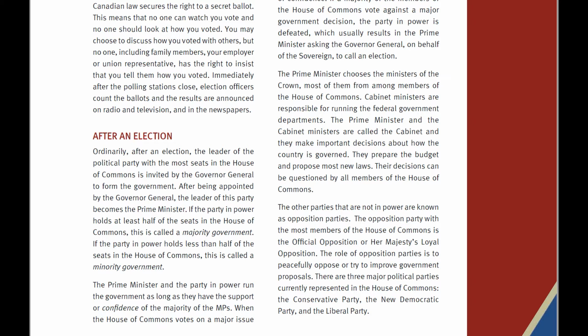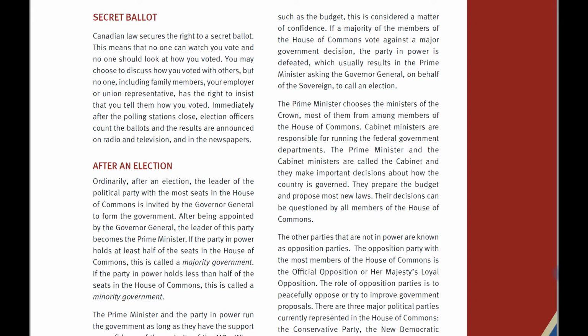The Prime Minister and the party in power run the government as long as they have the support or confidence of the majority of the MPs. When the House of Commons votes on a major issue such as the budget, this is considered a matter of confidence. If a majority of the members of the House of Commons vote against a major government decision, the party in power is defeated, which usually results in the Prime Minister asking the Governor-General, on behalf of the sovereign, to call an election.